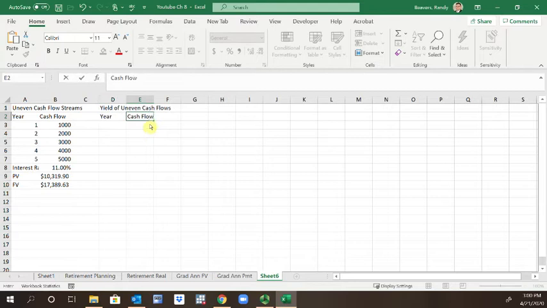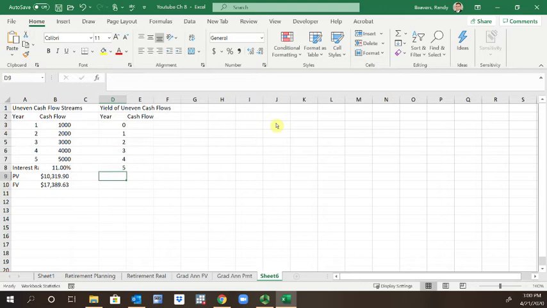So first, to determine this, you have to know what happens in the first period of time, or there has to at least be one outflow to pay for this. Otherwise, the function won't work. So we'll start off with negative $10,319.90. That'll be how much we paid. And we'll just copy over these cash flows we did earlier.